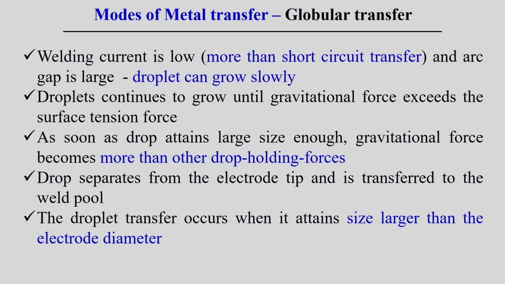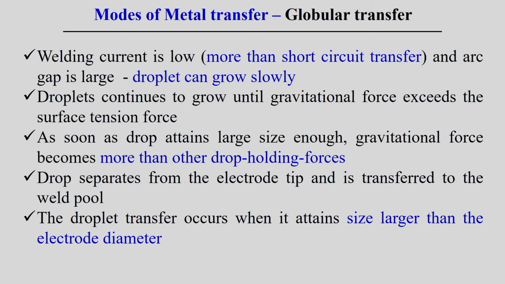Now, when we allow the droplet to grow slowly and at the same time the gap between the two is relatively bigger, there is space to grow, with the gravitational force increasing. When the gravitational force exceeds the surface tension force, detachment of the droplet from the electrode happens and it is transferred.